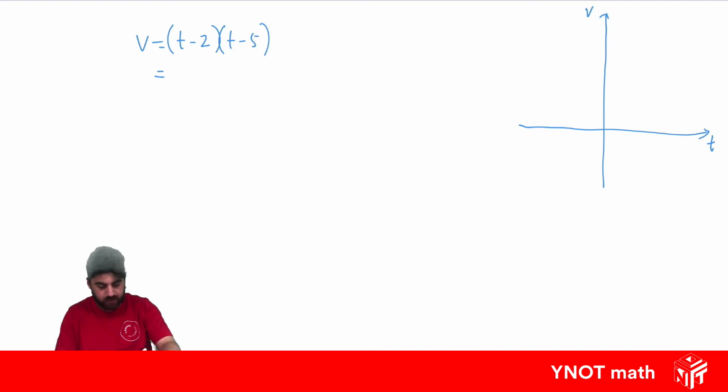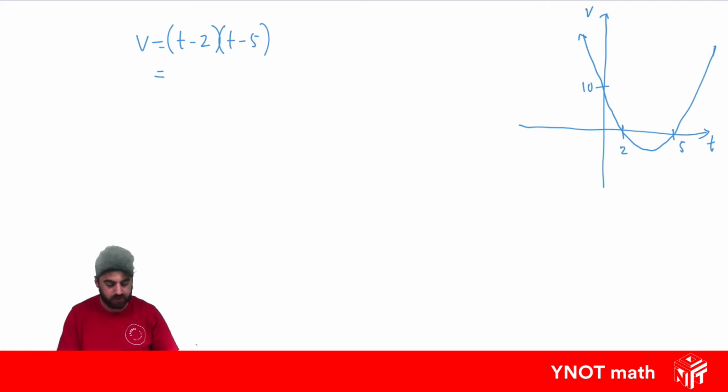So our x-intercepts are 2 and 5. So we'll get something like that. And our y-intercept, or our v-intercept, is going to be 10. So that's the function we're dealing with for velocity. And we're going to go ahead and solve some questions.